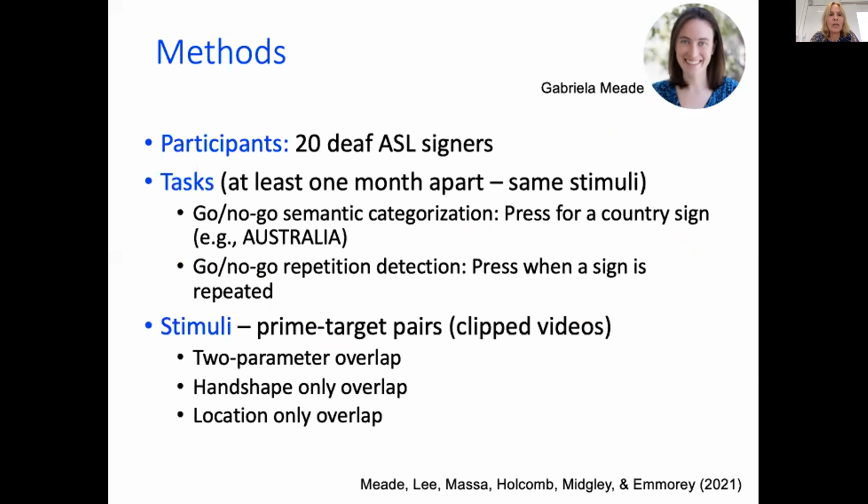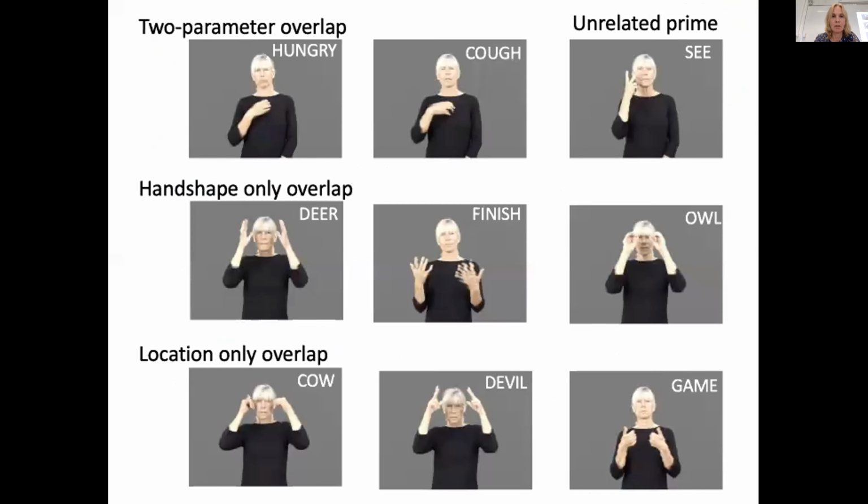So in this experiment, we had 20 deaf signers. They did both of these tasks, the semantic categorization task and the repetition task, at least a month apart. And we had these three conditions that I mentioned: the two parameter overlap, handshape only overlap, and location only overlap. And these were clipped videos. So what I'm going to do is just clip through them so you can see what the stimuli looked like in each of these conditions.